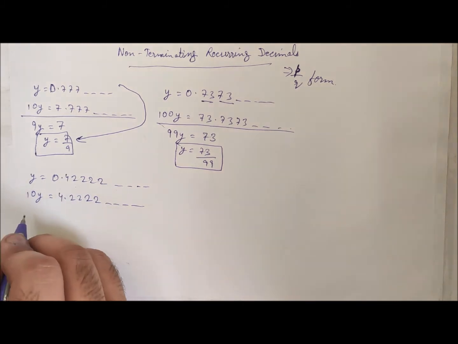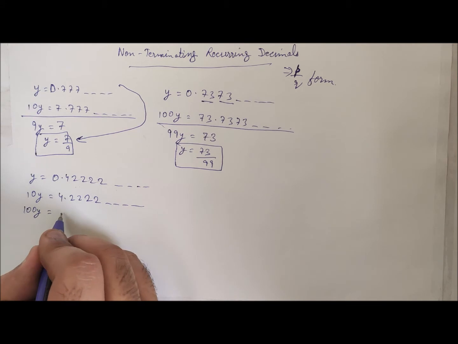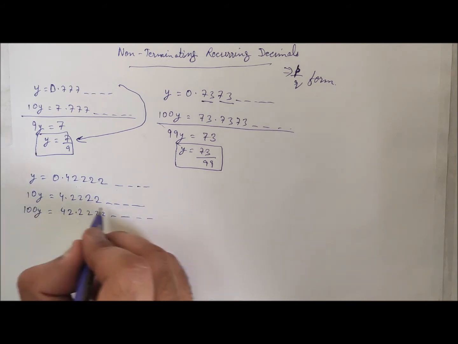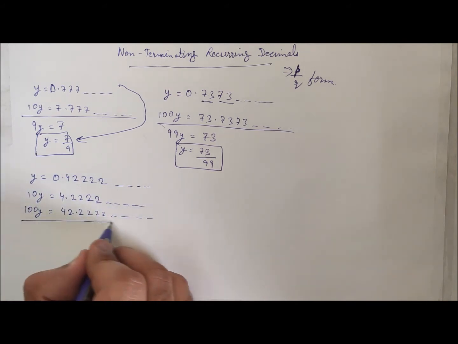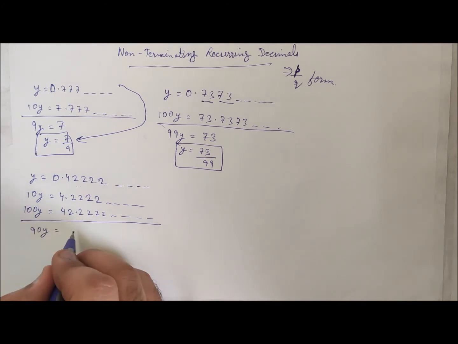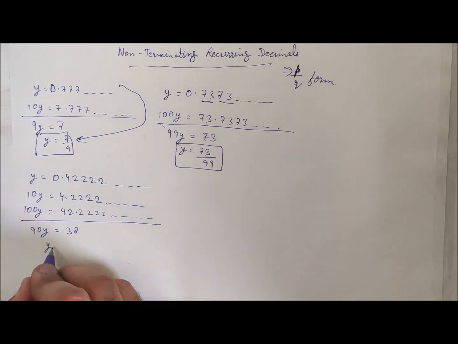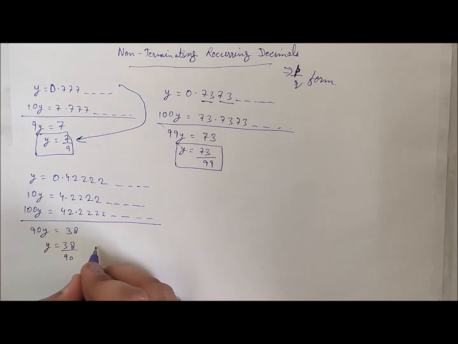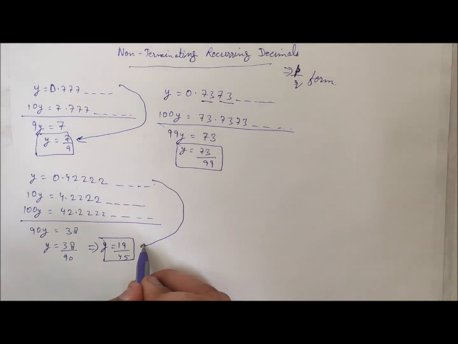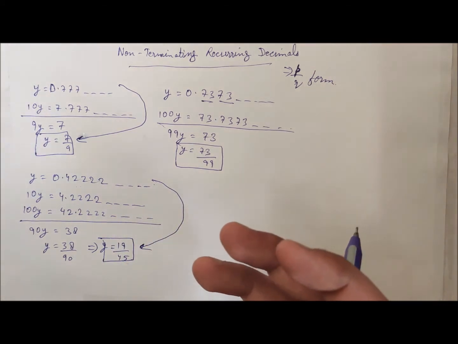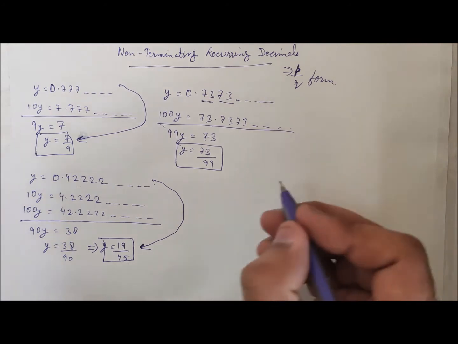So let's multiply it with another 10. So I'll get 100y on the left hand side, and here I'll get 42.22222. Now if I subtract this equation from this one, what will I get? I'll get 90y on LHS. On RHS I'll get 38, because 0.222 would cancel out. So y is equal to 38 by 90. In the reduced form, this can be written as y is equal to 19 by 45, which is our answer. So the p by q form for this number is 19 by 45. So these are some very simple formulated techniques that are already available. Let's see for another example how this works.